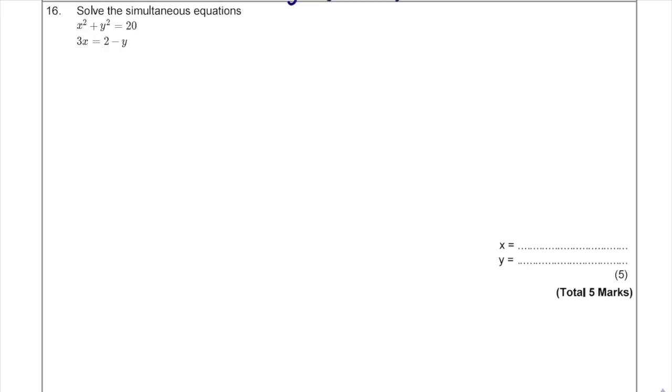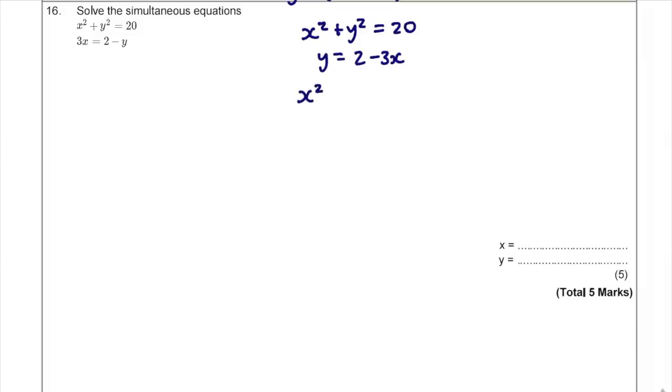Question 16 says solve the simultaneous equations x squared plus y squared equals 20 and 3x equals 2 minus y. So our first equation is x squared plus y squared equals 20, and our second equation, I'm going to rearrange it so we've got y as our subject. So we can have y equals 2 minus 3x. Now I can substitute 2 minus 3x into x squared plus y squared equals 20, replacing y with 2 minus 3x.